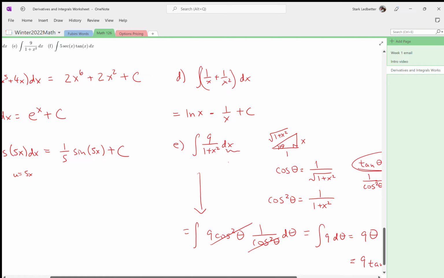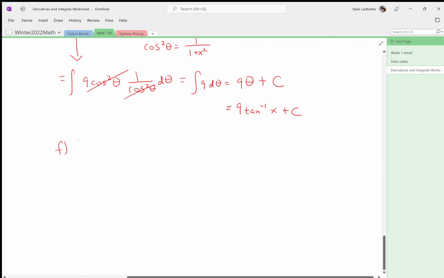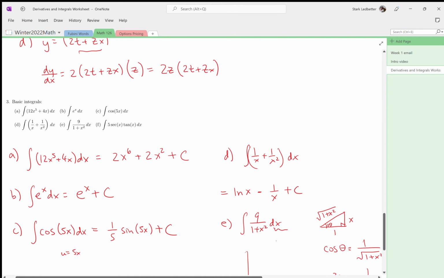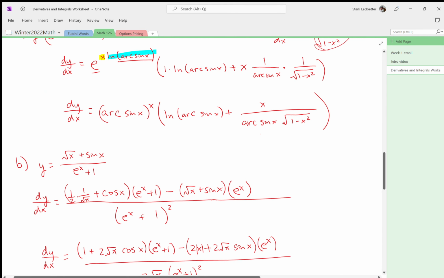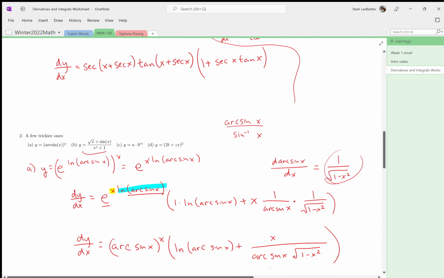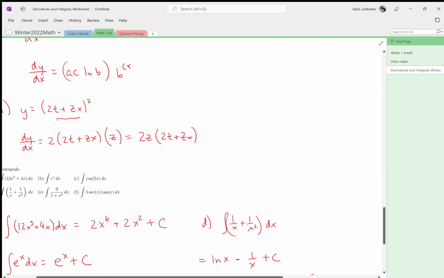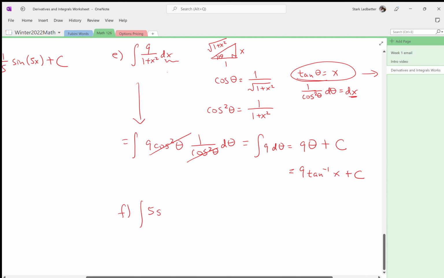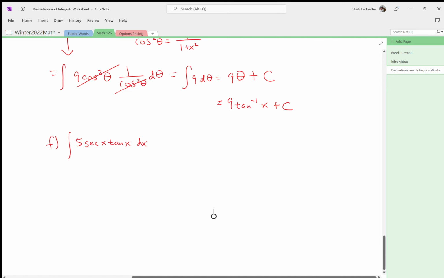Okay, part F. I talked earlier about whether we should memorize the derivative of secant x. The derivative of secant was secant x tangent x. That was in my problem 1 video. You may or may not have watched that. Okay, so, 5 secant x tan x dx. So if you do have that memorized, then that's easy. The integral is just 5 secant x plus c.